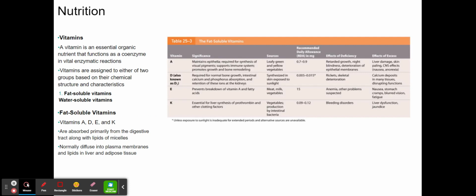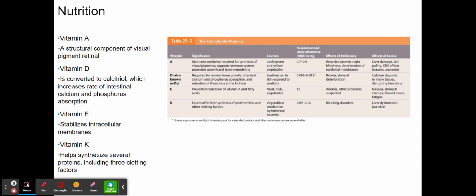A vitamin is an essential organic nutrient that functions as a coenzyme in vital enzymatic reactions. Vitamins are assigned to one of two groups based on their chemical structure and characteristics: fat-soluble vitamins or water-soluble vitamins. Vitamins A, D, E, and K are the fat-soluble vitamins. Fat-soluble vitamins dissolve in lipids. You absorb these vitamins primarily from the digestive tract, along with the lipid contents of micelles. However, when exposed to sunlight, your skin can synthesize small amounts of vitamin D, and intestinal bacteria produce some vitamin K. The modes of action of these vitamins require further study.